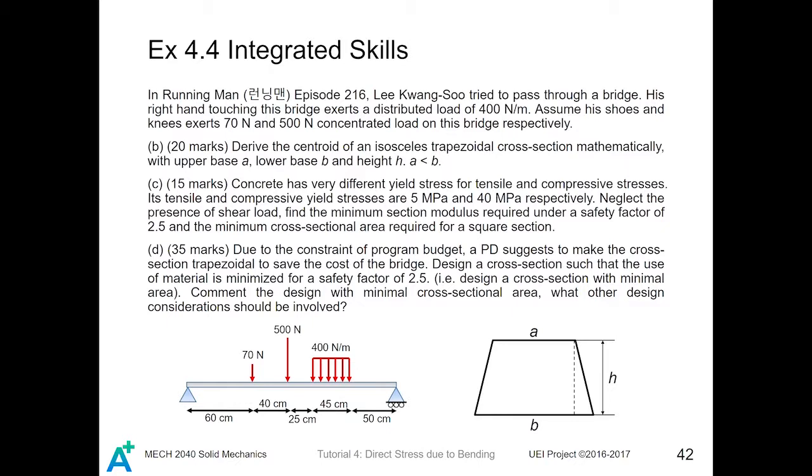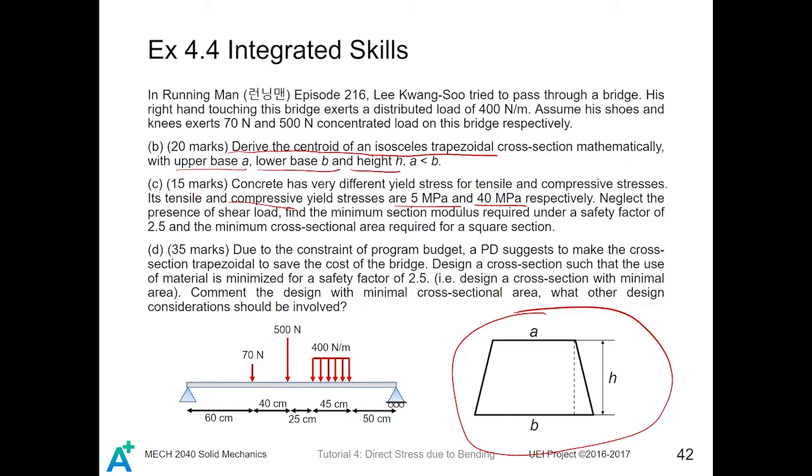Now let's concentrate on the impact of the sectional properties on the material performance. First, we will derive the centroid of an isosceles trapezoidal cross-section mathematically. The upper base is a, the lower base is b, and the height is h. The upper base is smaller than the lower base, so like this. Besides, we will consider making this bridge using concrete, knowing that concrete has very different yield stress for tensile and compressive stresses. The tensile yield stress is 5 million pascals. The compressive yield stress is 40 million pascals.